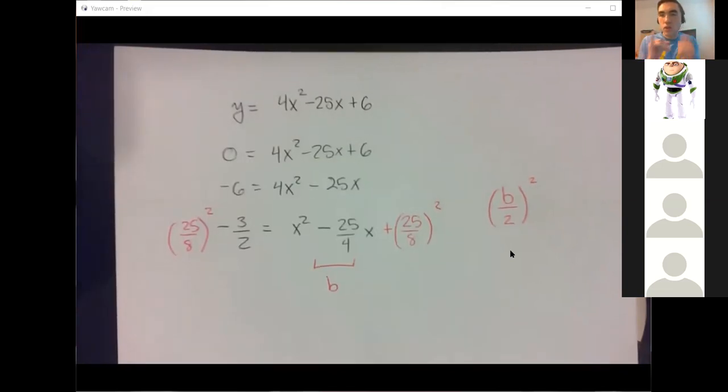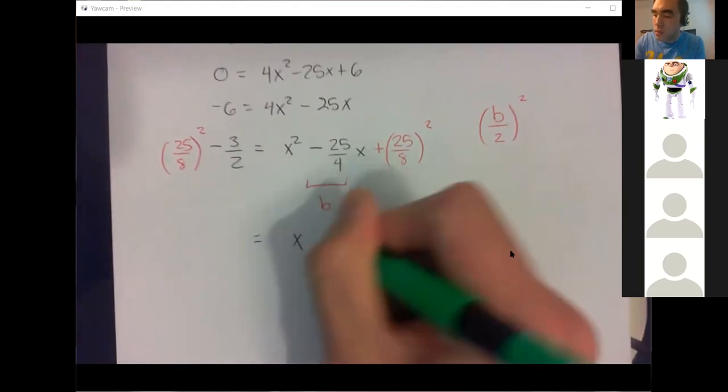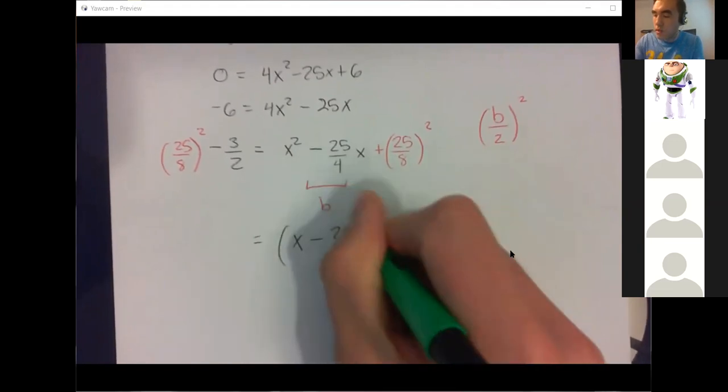Is this okay? Are there any questions up to here? Yeah, that's good. Okay. And now the reason why I like that is that on the right-hand side, that's going to allow me to write a perfect square factorial. The right-hand side becomes x minus 25 over 8 quantity squared.